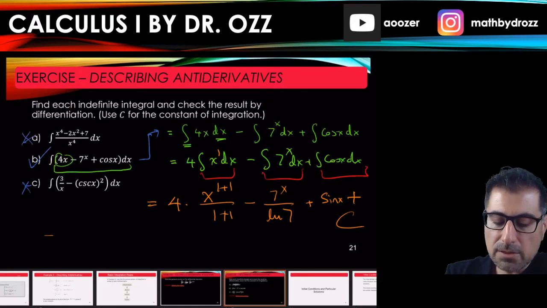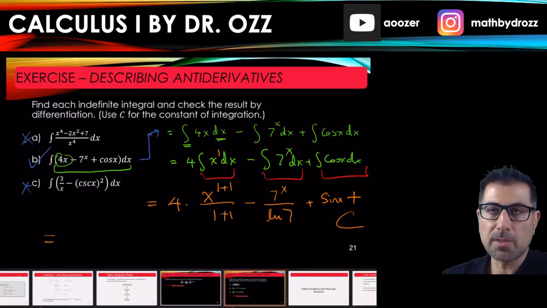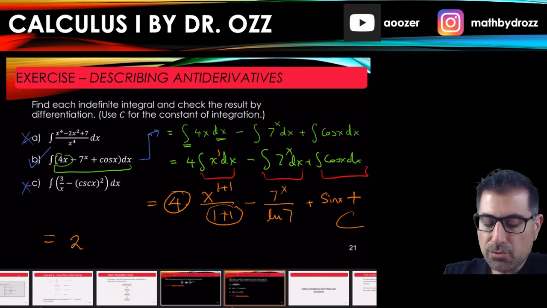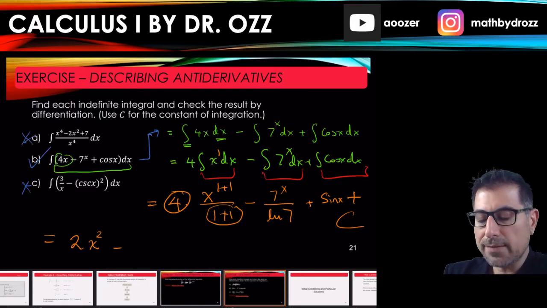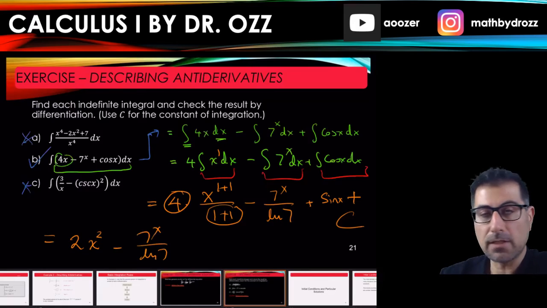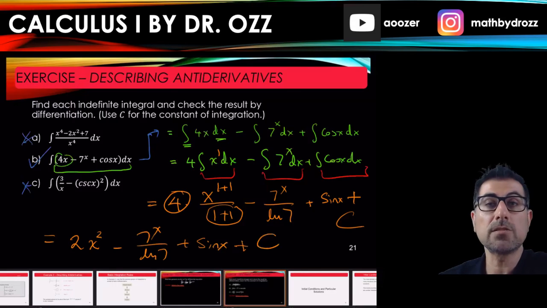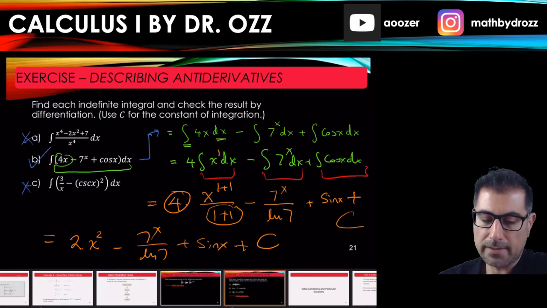And the next step is to simplify the output as much as you can. So here, for example, you have 2, you have 4 and 2 cancels out. So you have 2x squared. You have 7 to the x over ln 7, you can leave it as is. And then you have sine x, again, you can leave it as is, plus an integration constant. And that's the final answer.